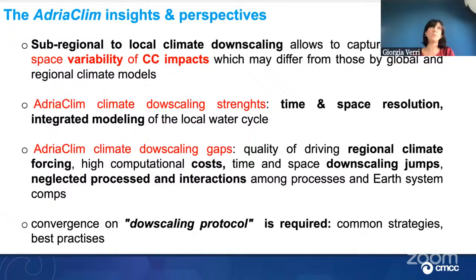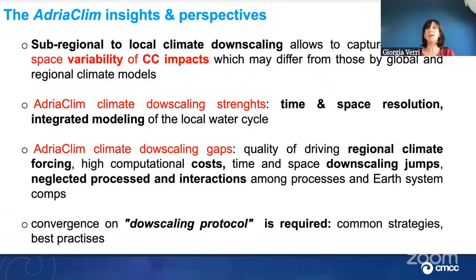So to conclude, here are some of the insights we got within the Adriatic project and with our sub-regional local climate downscaling. First, we found that this local climate downscaling allows us to capture the variability of the climate change impacts in time and space, which can differ from the results of global and regional climate models. Among the strengths of our downscaling strategy are the time and space resolution that we were able to reach, and also the multimodal approach, which basically allows us to provide an integrated representation of the local water cycle, and it is found to strongly affect the results in the Adriatic stratification and dynamics.